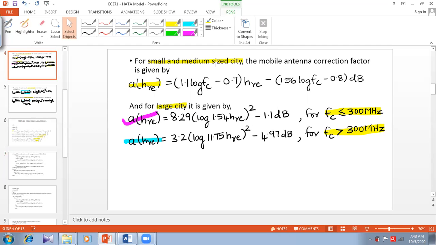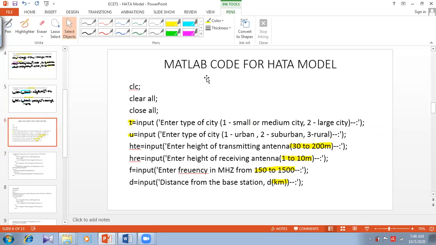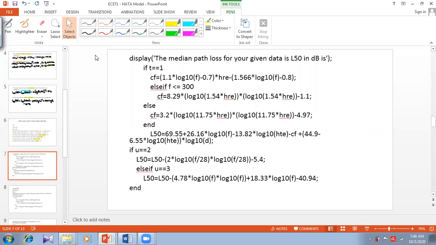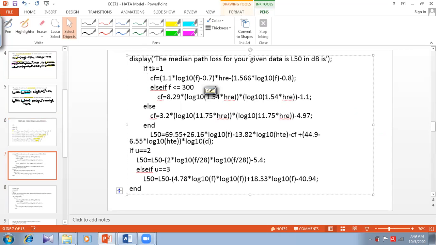Now if it is a small or a medium sized city, we have only one equation, there is no problem. That is what initially we have done here. Here when t is equal to 1, it is for a small or a medium sized city. We have used this formula directly. There is no consideration at all, there are no priorities here. It is a direct formula. When the user has given t equal to 1, the program should only execute this line.